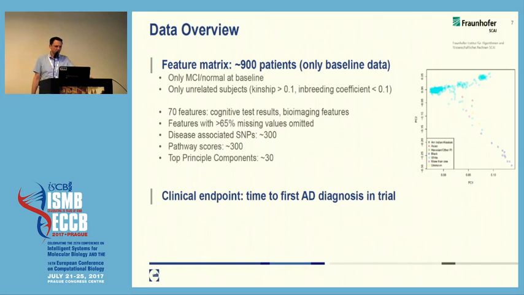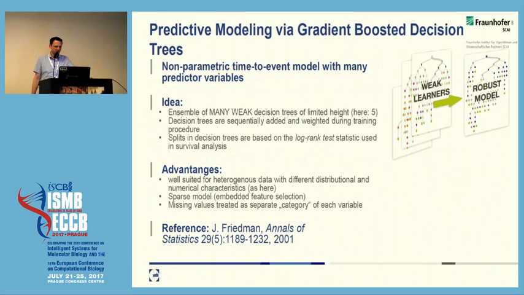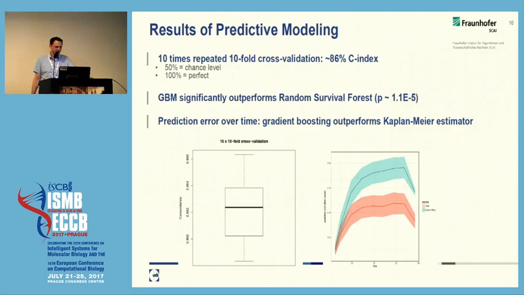And we developed a model now to predict the time to first AD diagnosis. For this purpose, we used gradient boosting, simply for the reason that this is a decision tree based approach, so we could integrate data that is quite heterogeneous and has very different numerical scales, and it allows us to deal with missing data automatically and also to have an embedded feature selection.